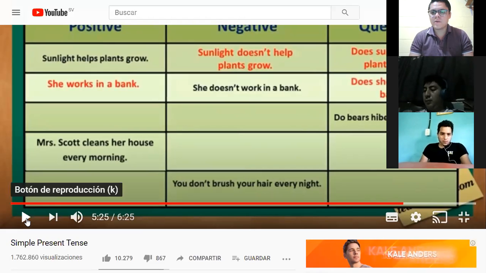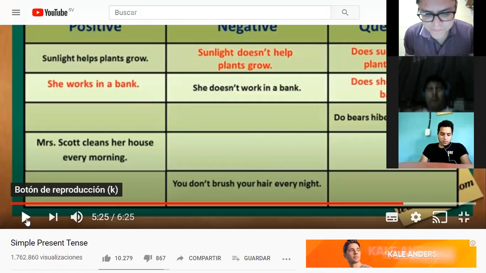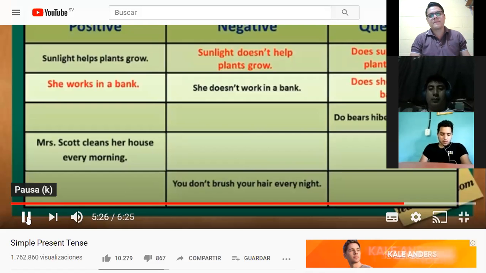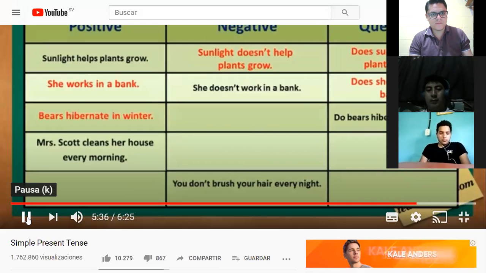Guys, do you have them correct? Yes, correct. Okay, good job. Let's continue. The third one, do bears hibernate in winter? The positive statement should be, bears hibernate in winter. And the negative statement should be, bears don't hibernate in winter.